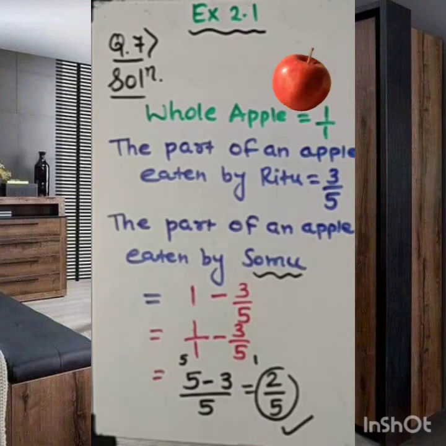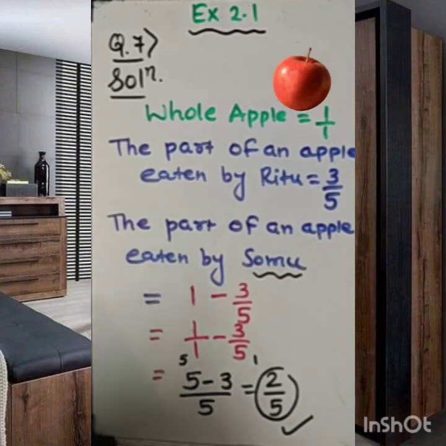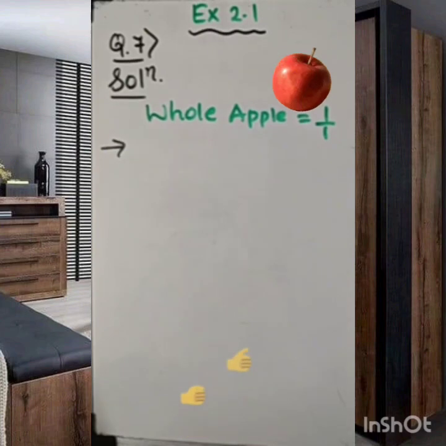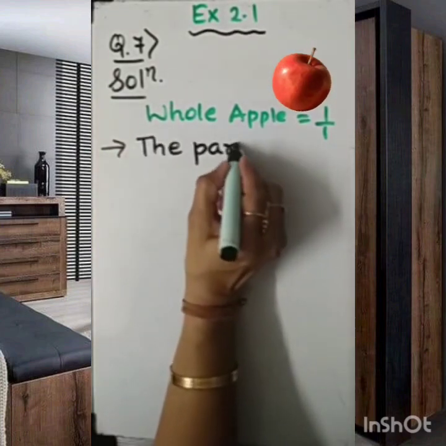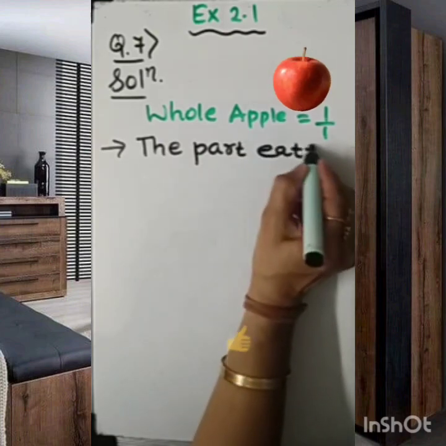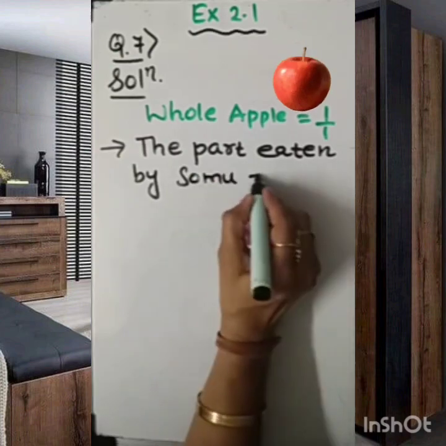Okay. But in the question, there is an additional part: who had the larger share and by how much? So we need to find that also. Let's work it out. Who had a larger share? The part eaten by Somu is 2 by 5.